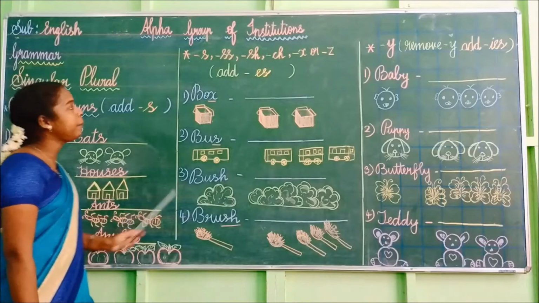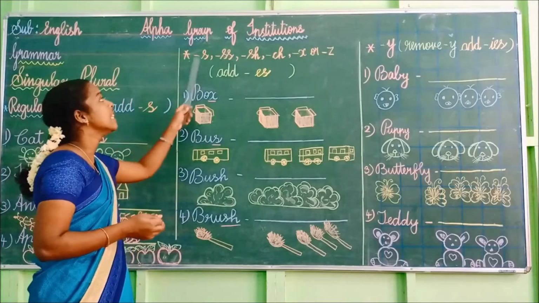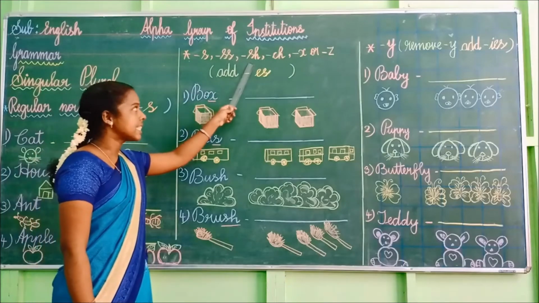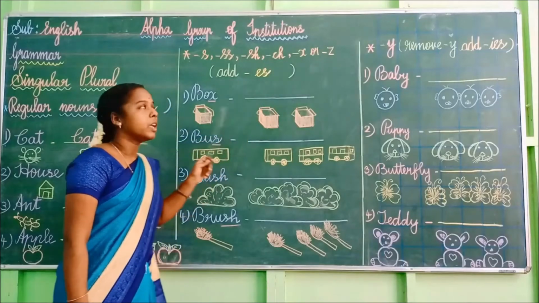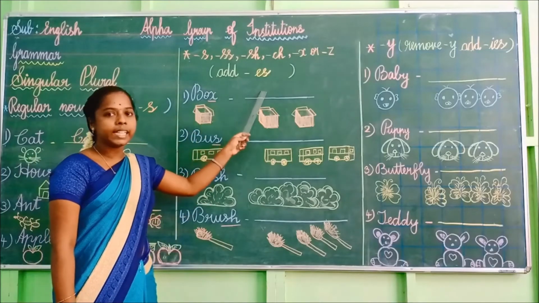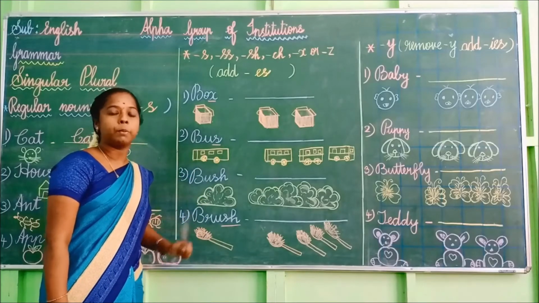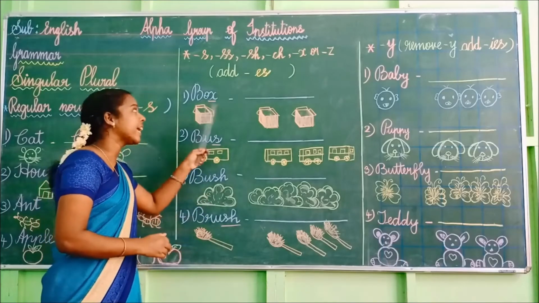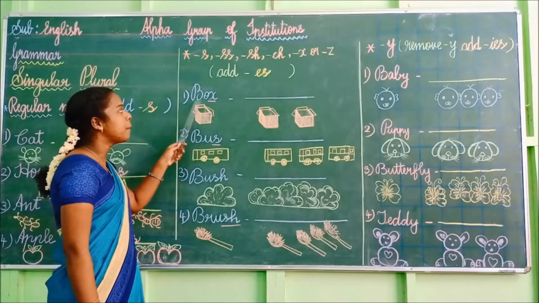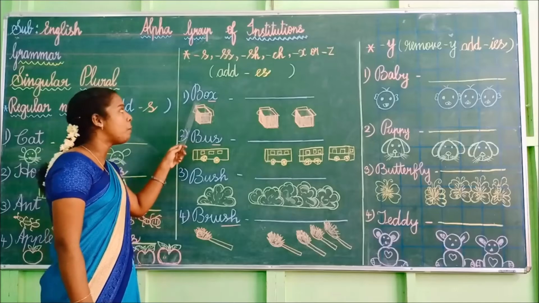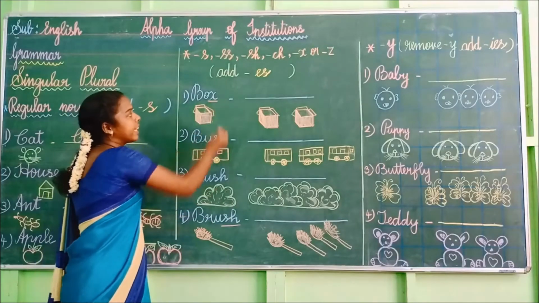See the next one. If the singular noun ends with S, SS, SH, CH, X or Z, you have to add ES to the singular noun to change the singular noun into plural. Pluralization depends on the ending letter. You have to see the ending letter. Here, see the example. B-O-X, box. Box ends with the letter X.